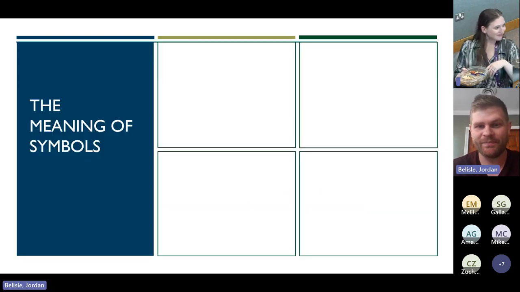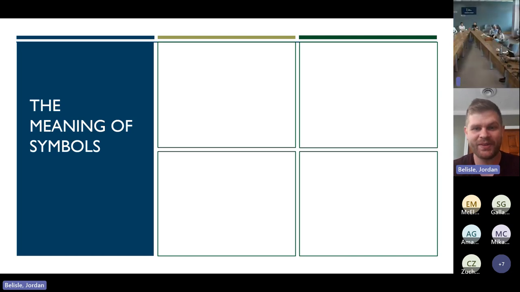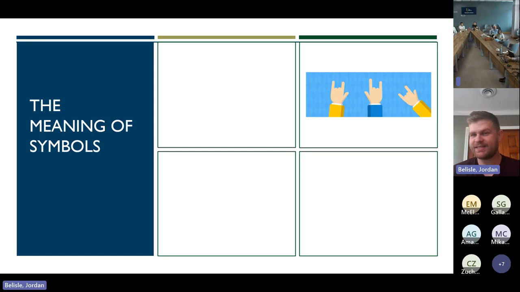We make sense of our world through symbols and language. In the field of semiotics, semantics are the meaning that symbols carry. In the United States, this symbol means something like rock on, a derivative of devilish symbolism in rock and roll music. However, in some Mediterranean and Latin countries, this is used as a sign to tell someone that their spouse is cheating on them.